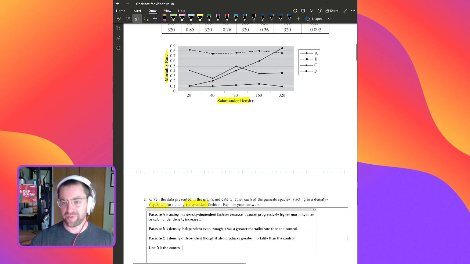And this shows about 10% mortality across population densities. So we can say that this control is really important because it's telling us that the number of deaths occurring at each population density cannot be attributed to a parasite, and there are no other factors acting on the population related to density that might skew our results. So this line is really important here.